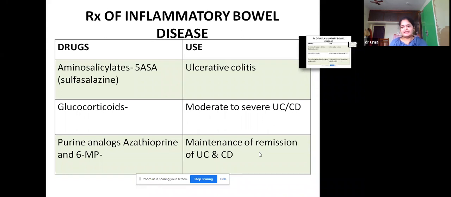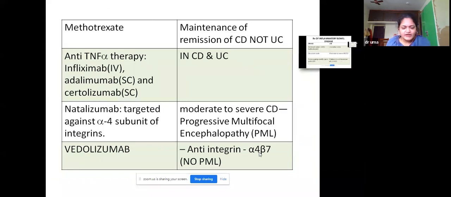Glucocorticoids are used mainly in moderate to severe ulcerative colitis and Crohn's disease. And they are used mainly in exacerbations. The purine analogs like azathioprine and 6-mercaptopurine are used mainly in the maintenance of remission in ulcerative colitis and Crohn's disease. Methotrexate is for maintenance of remission only in Crohn's disease, but not in ulcerative colitis.